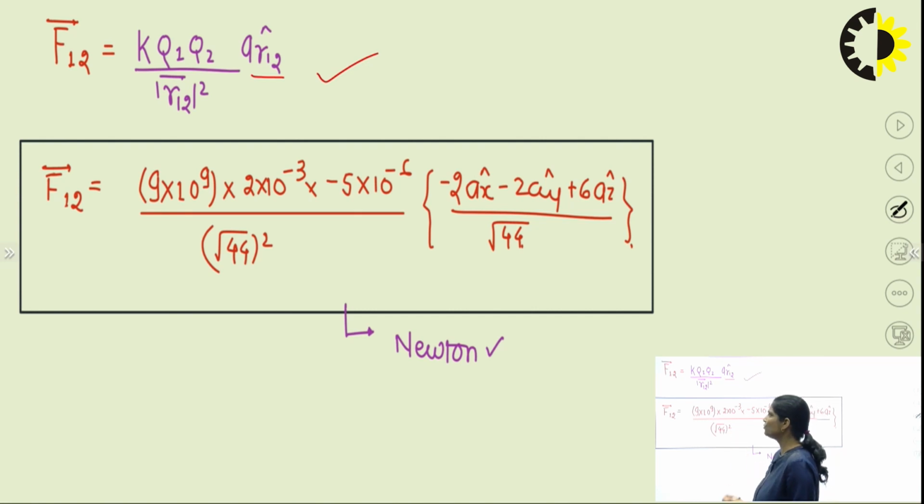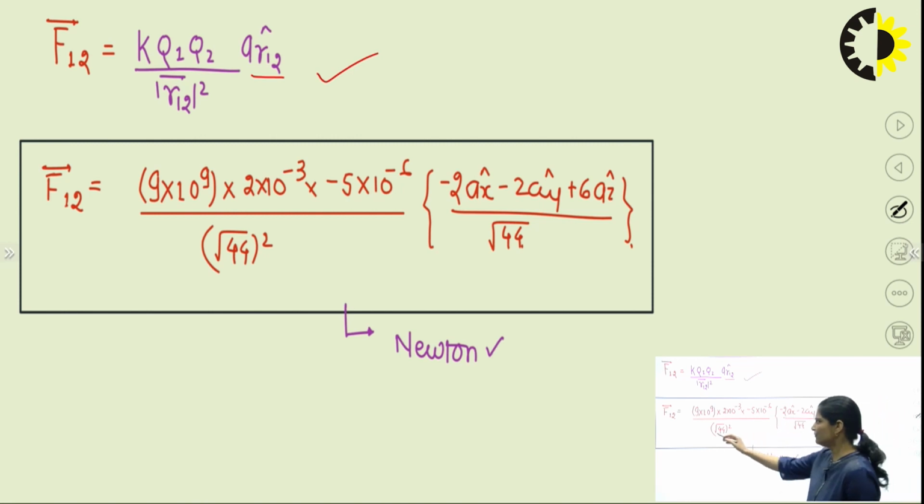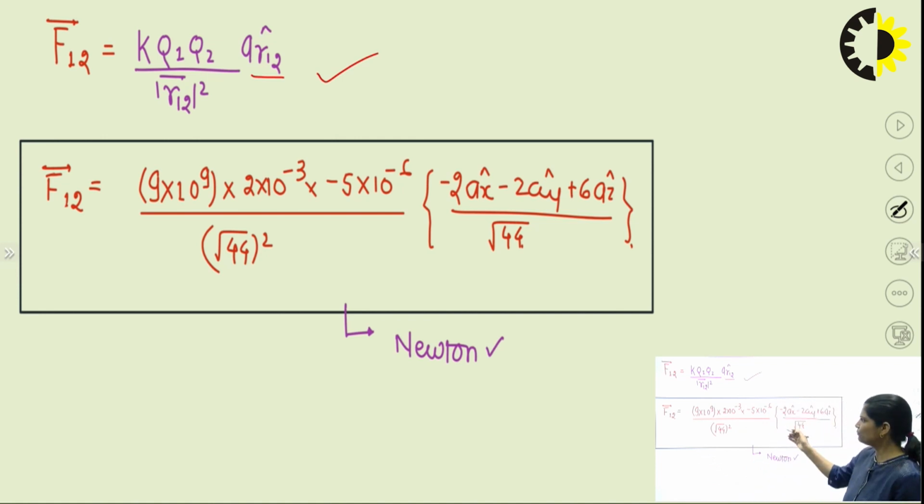So put the value of R12, that is under root 44 whole square. Now here put the value of the unit vector of R, that is minus 2 unit vector of x minus 2 unit vector of y plus 6 unit vector of z upon under root 44. So put all these values and you can find the force, and its unit is Newton. So you can find the result by putting these values.